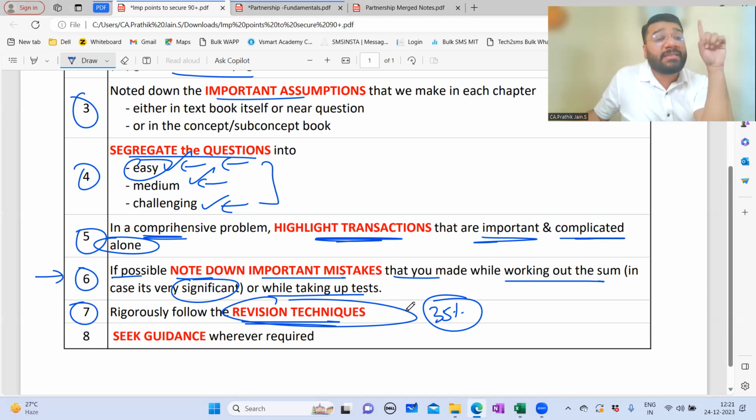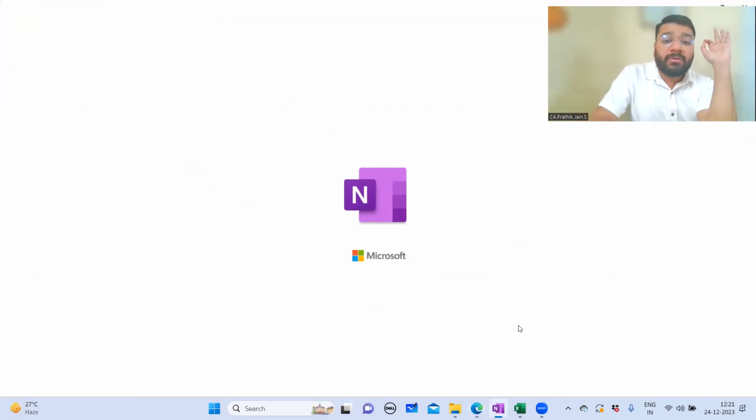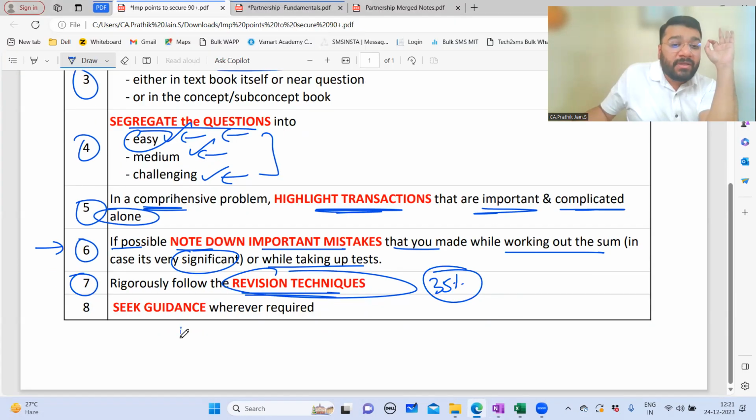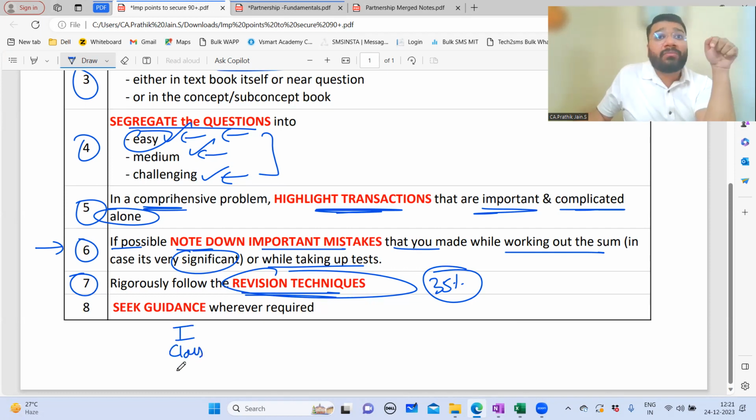First is classes. Classes are very, very important because they will give you clear conceptual clarity. Classes will contribute 35% to your success. The first pillar is class, what you're attending now. People take this very lightly, but this will contribute 35% to your success.